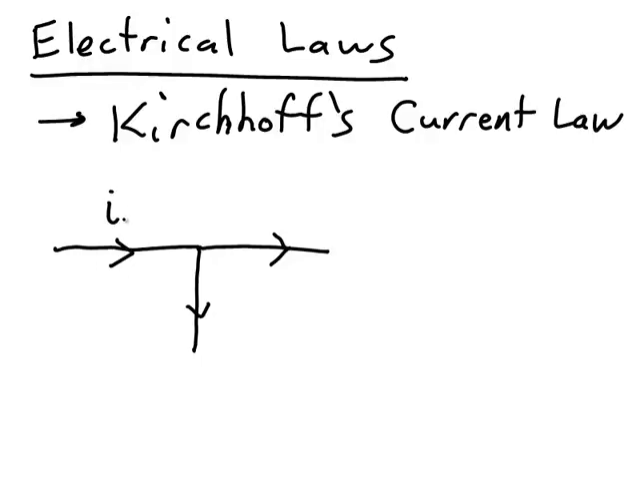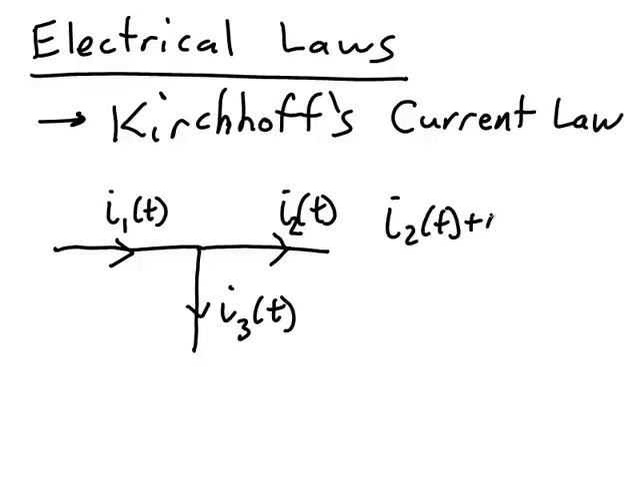So if the current here is I1, and again I'll say that this is a function of time, and here we have a current I2 that is a function of time, and here we have current I3 as a function of time, Kirchhoff's current law says that I2(t) plus I3(t), that is the total current leaving the node, is equal to I1(t), the total current entering the node.